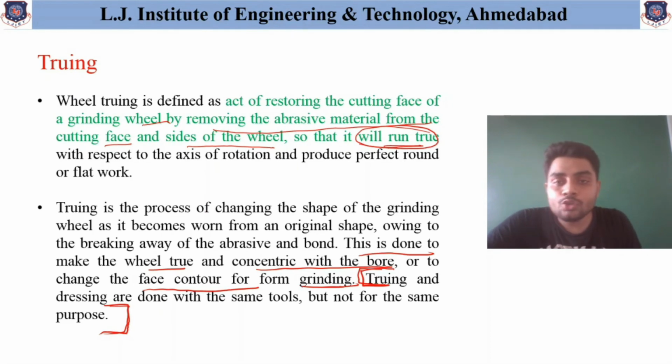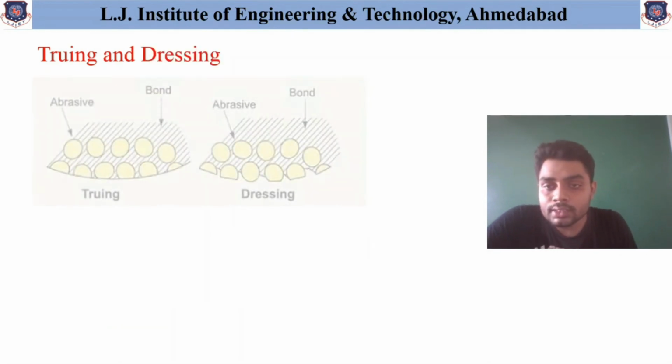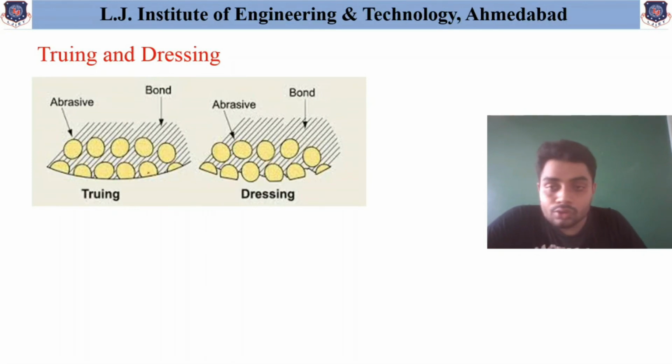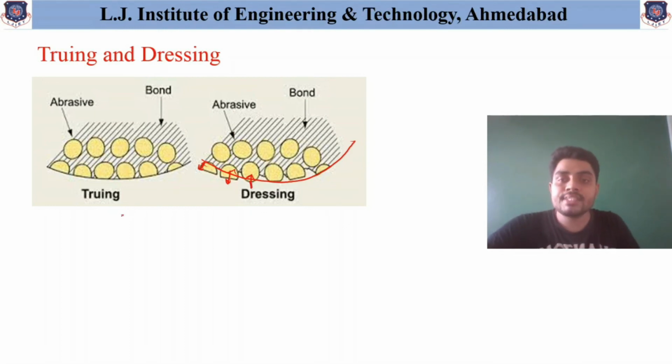Now again, if you have any confusion between truing and dressing, we will solve that by using just two simple figures. Let's have a look. First of all, you can see the abrasive particles have been given certain sharpness in the dressing operation. Now as you can see, the depth is different here, here, and here. Due to this, the surface finish obtained is comparatively variable.